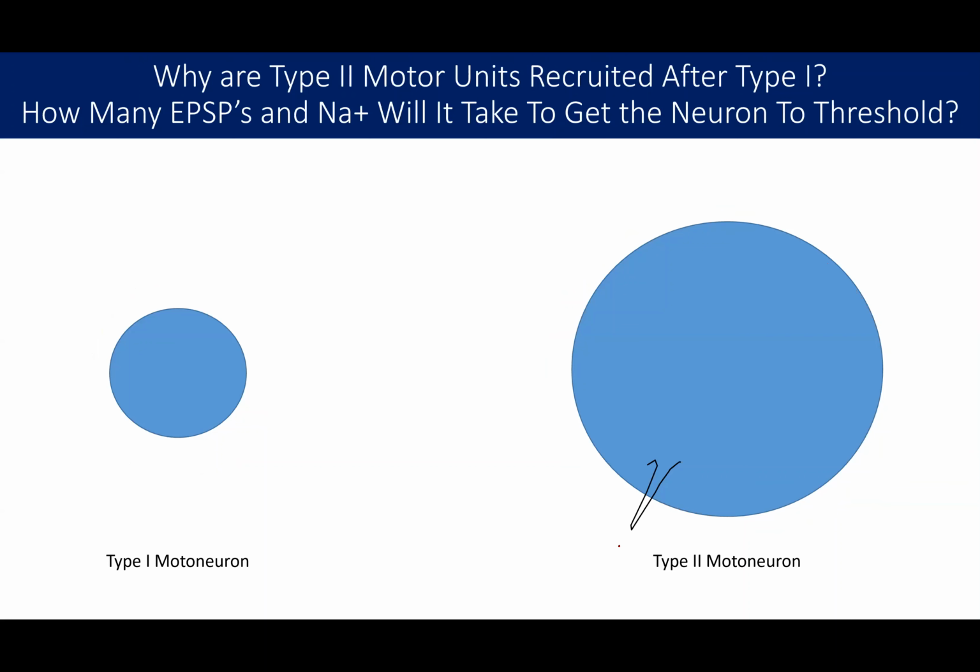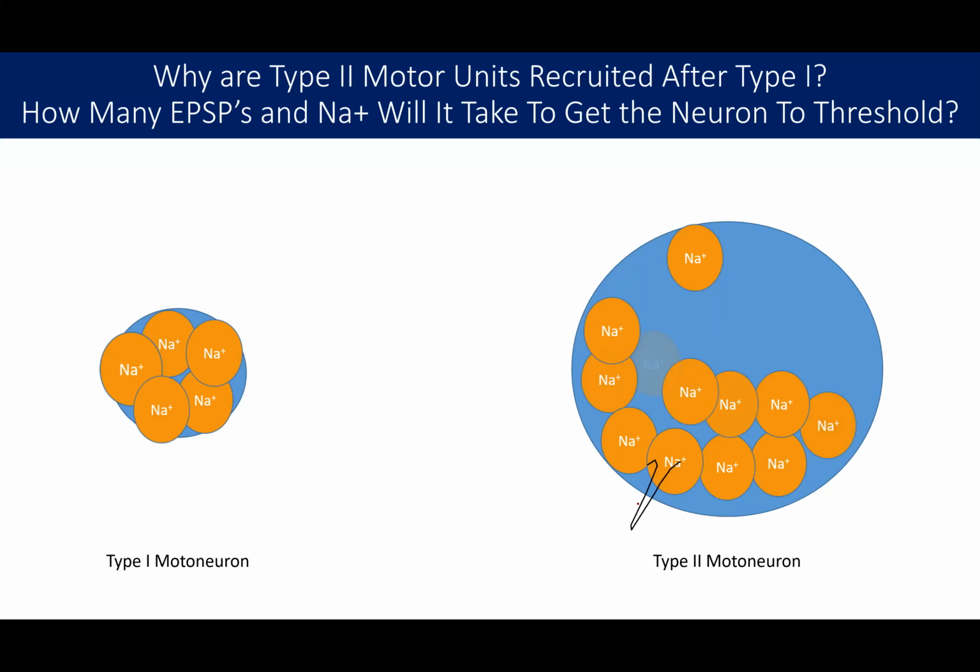Now let's think about how you generate an action potential to get a contraction. To generate an action potential, you need an EPSP to bring sodium into the cell. And let's just say that in order to get an action potential, I have to fill that motor neuron with sodium. So it's going to take me several sodiums, about 5 sodiums to fill up that type 1 motor neuron because it's small. But to fill up that type 2 motor neuron, it's huge. I need a lot more sodium and a lot more EPSPs. So it requires a lot more stimulation on that motor neuron to get it to finally go.